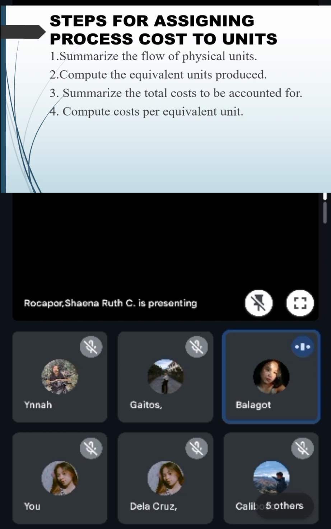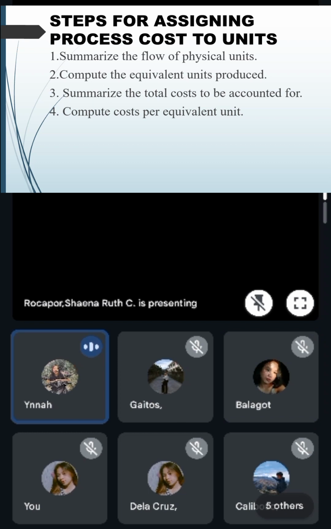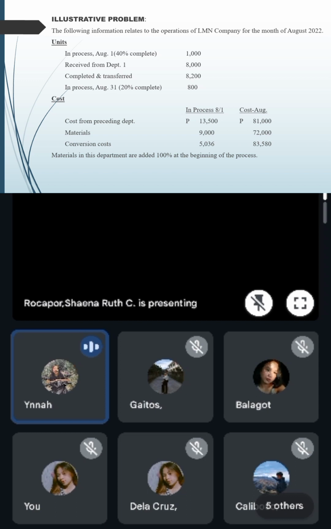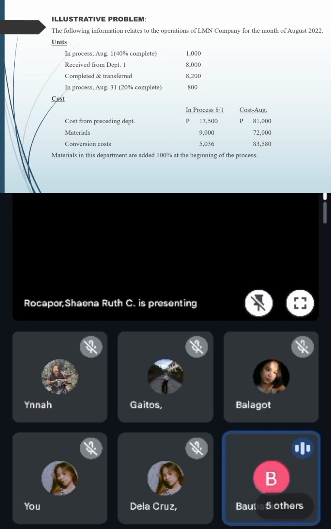Next reporter. Summarize the total cost to be accounted for. The total costs to be accounted for are the cost in the beginning work in process inventory and the current period cost. Number 4, compute cost per equivalent unit. To compute cost per equivalent unit, you divide the total cost incurred by the number of equivalent units produced.